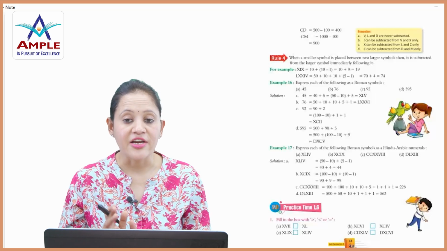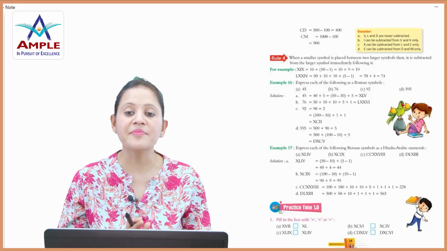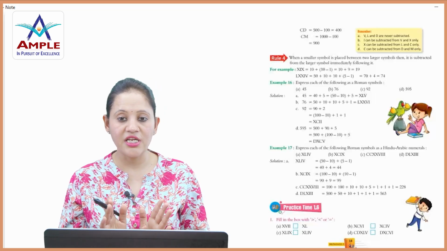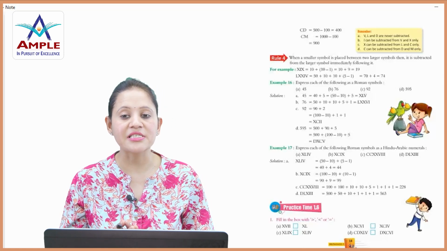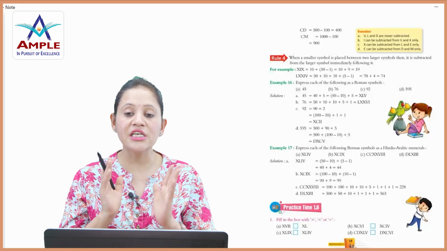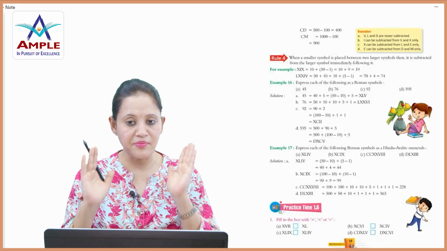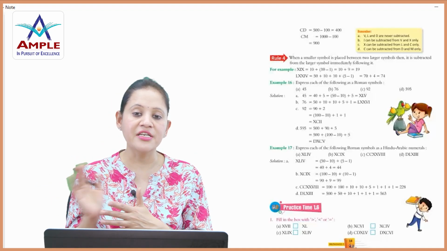V, L and D are never subtracted. I can be subtracted from V and X only. X can be subtracted from L and C only, and C can be subtracted from D and M only. So these things we have to keep in our mind while we are writing Roman numerals.